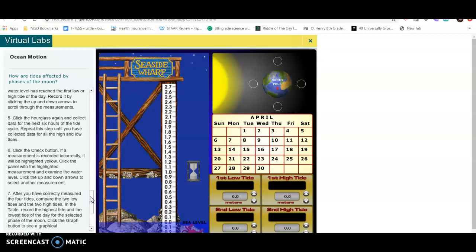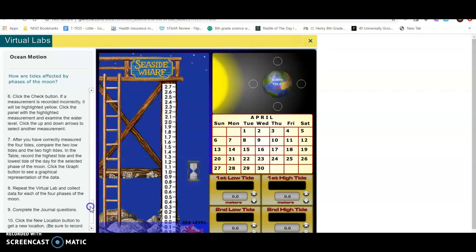Click the check button. If a measurement is recorded incorrectly, it will be highlighted yellow. Click the panel with the highlighted measurement and examine the water level. Click the up and down arrows to select another measurement. After you have correctly measured the 4 tides, compare the 2 low tides and the 2 high tides.